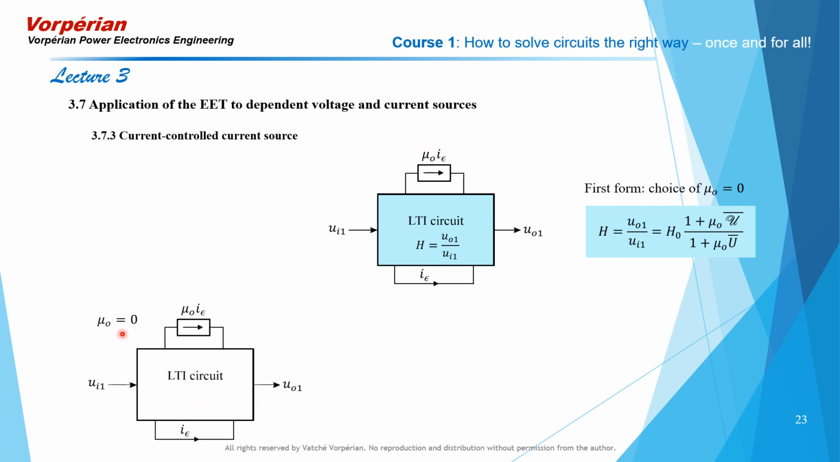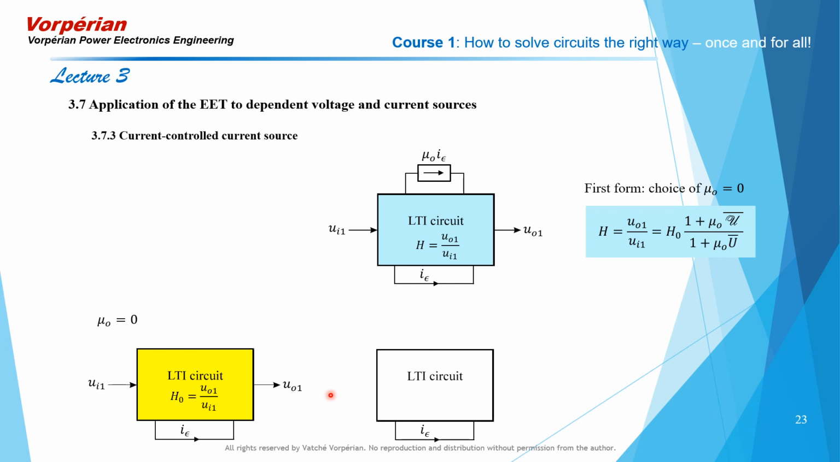When I set mu 0 equal to 0, then this current source has a value of 0, which means that it is an open circuit. So what you're going to do really is compute the transfer function output over input with this dependent current source open circuited, taken out of the circuit. And this gives us h0, and that's our yellow computation.